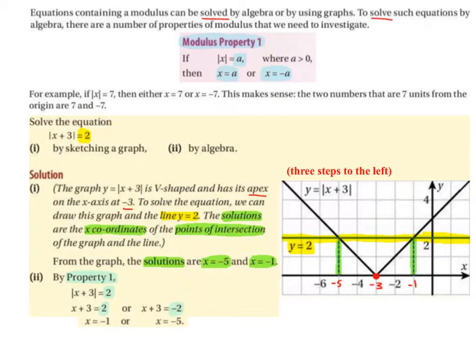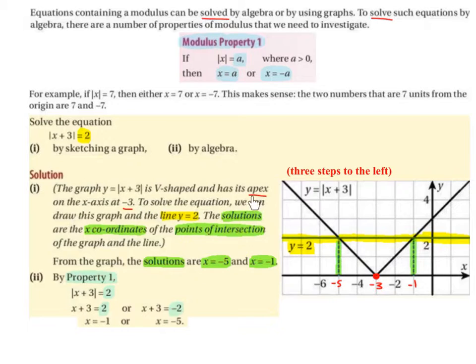Solve the equation, the modulus of x plus 3 is equal to 2, by sketching a graph and then by algebra. Okay, well, the graph of y equals the modulus of x plus 3 is V-shaped and has its apex, or its corner, on the x-axis at minus 3. So here's our x-axis, and here is minus 3, and this is where the apex, or the corner, or the point of our V-shaped graph will be.